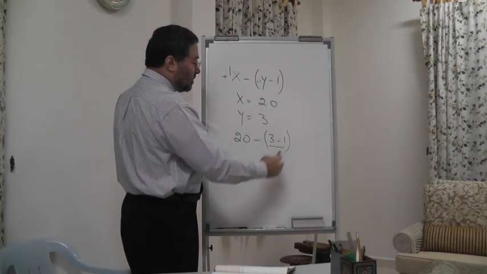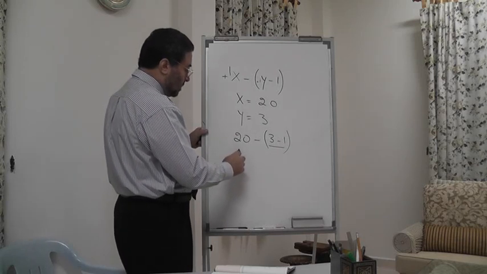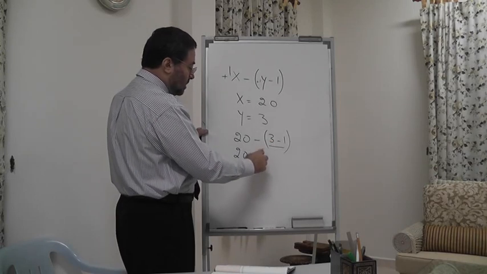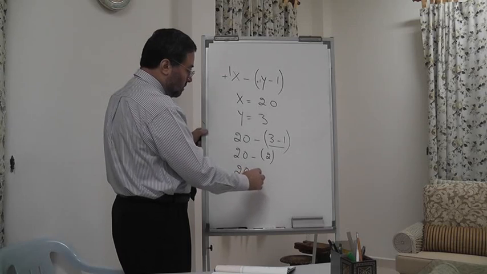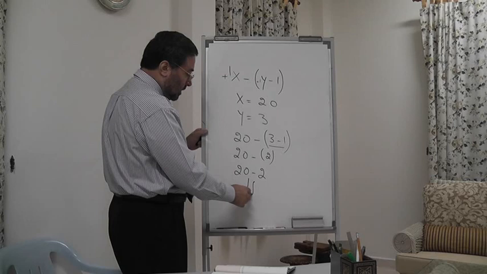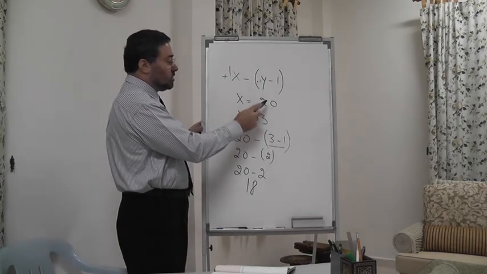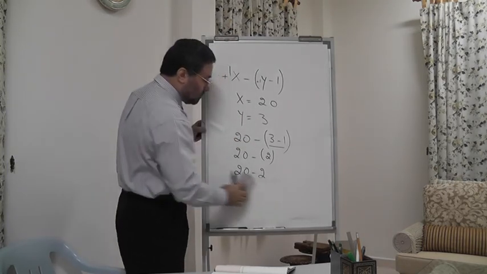And we do now the parentheses first before we do the minusing or subtraction. So 20 minus, inside the parentheses is 2. Now the 2 goes out. So we have 20 minus 2, and that will be 18. So the value of this expression at x equals 20 and y equals 3 is 18.